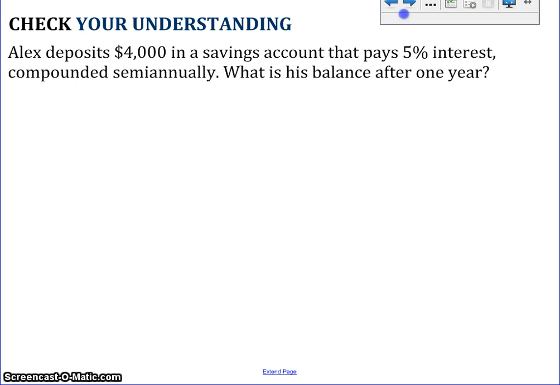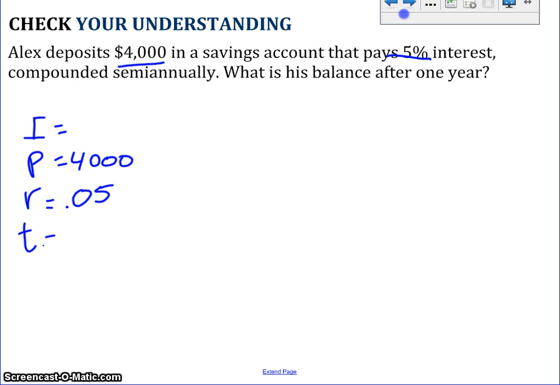All right, it says here that Alex deposits $4,000 into a savings account that pays 5% interest, and it's compounded semi-annually, so that's just like the previous example. So I know that my time is 0.5 because it's half of a year. What is the balance after 1 year? We're following the same process that we just did in the first example. This is just your turn to practice it.